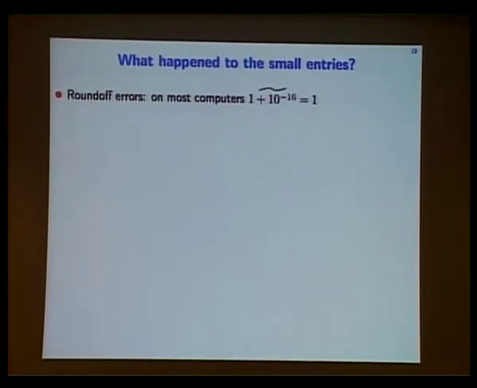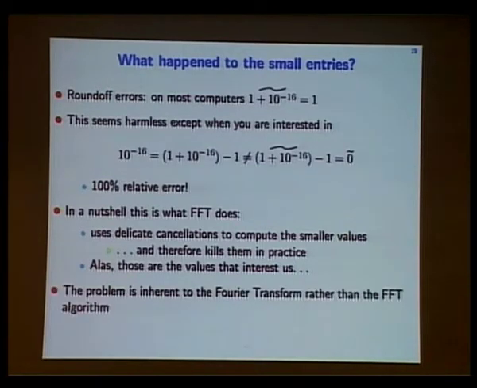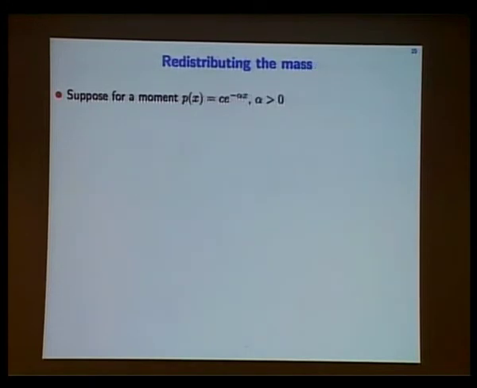Okay, so that's the problem with the FFT convolution, and how can we get around it, and can we get around it? And again, I stress that the problem is the Fourier transform itself. It's not the fast Fourier transform implementation of it.